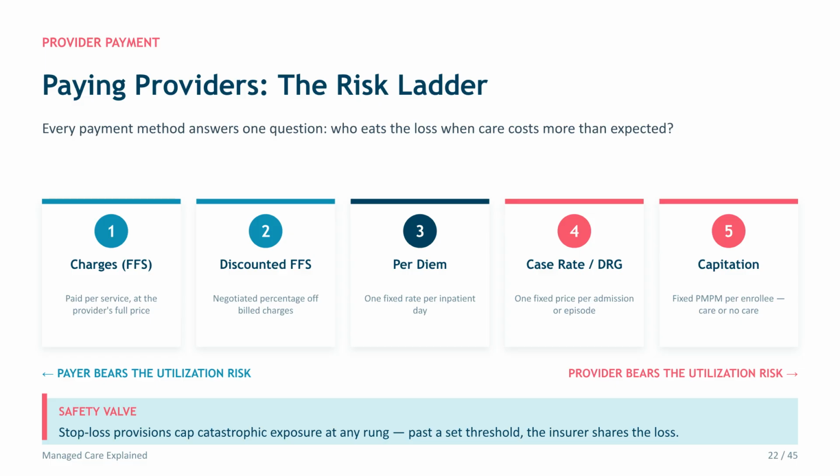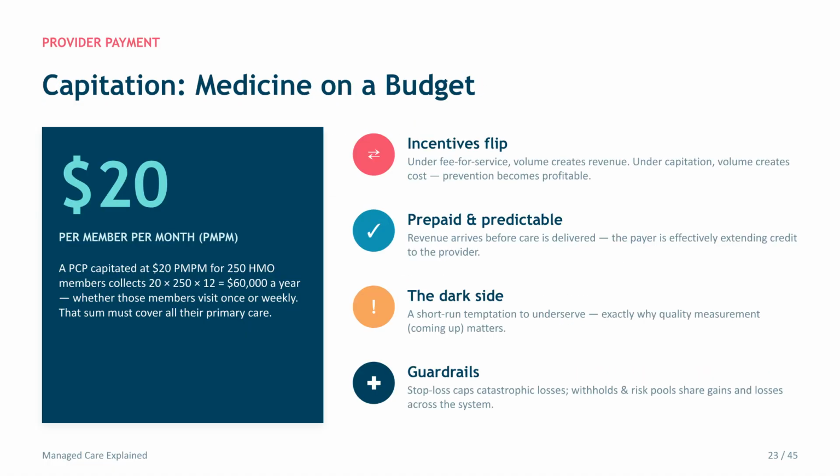Each method represents a different way of distributing utilization risk between the payer and the provider. Capitation shifts incentives by paying a fixed monthly amount per enrollee. This makes prevention and efficient care delivery financially advantageous for the provider.